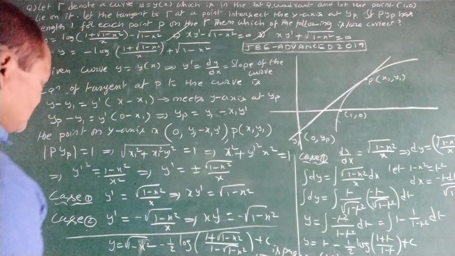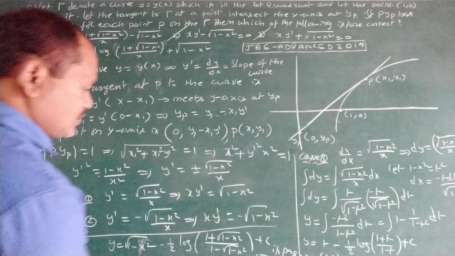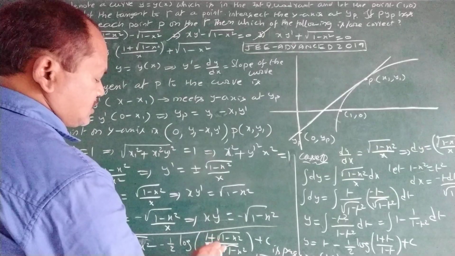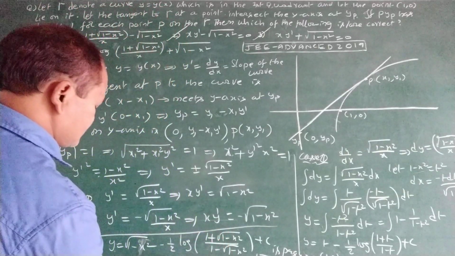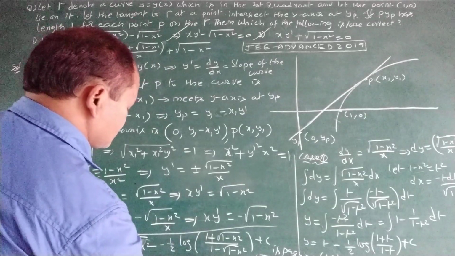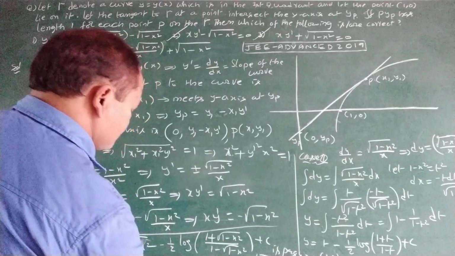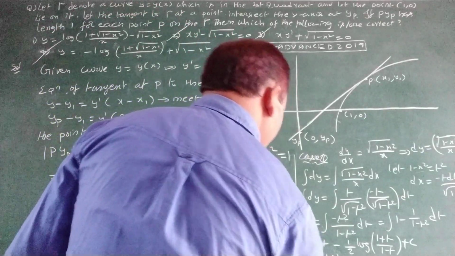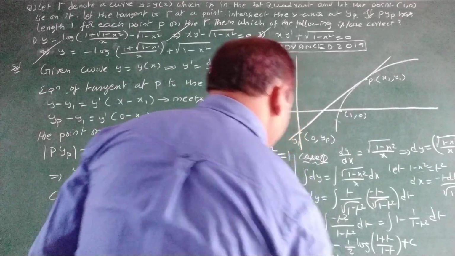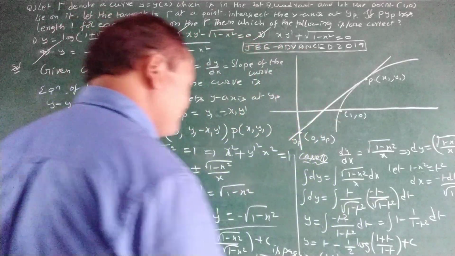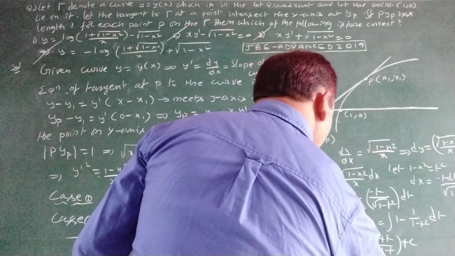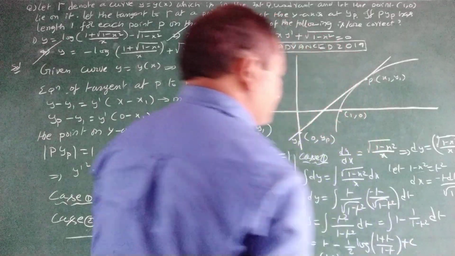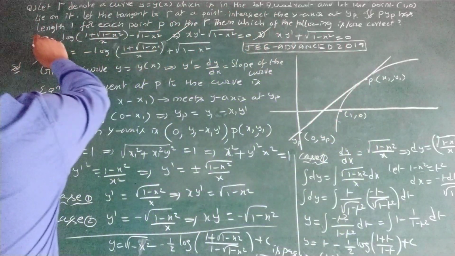So from this we get y is equal to root of 1 minus x square. Here after rationalizing, these two get cancelled, minus log 1 plus root 1 minus x square by x plus c. So that is the fourth option. Similarly in case 2, y is equal to log 1 plus root 1 minus x square by x plus c minus root 1 minus x square. That is the first option.